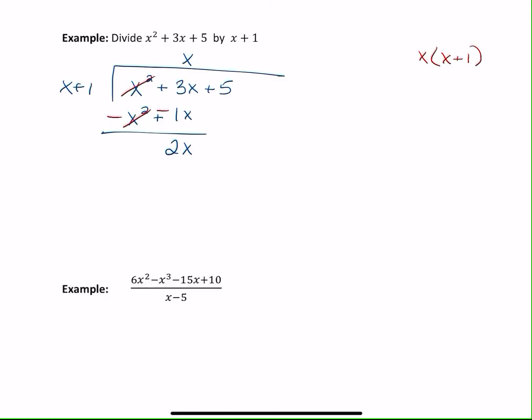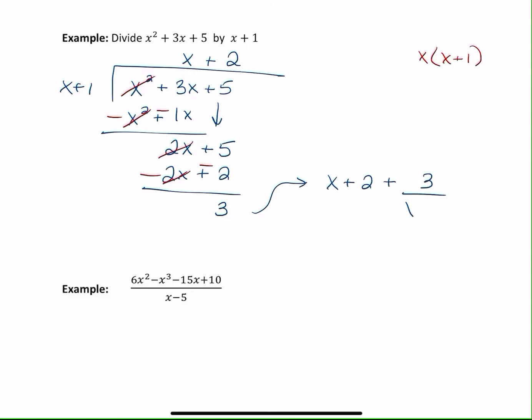So 3x minus 1x is 2x, and I'm going to bring down the 5. So what do I multiply x by to get 2x? Well, that's just going to be a positive 2. And then when I multiply by 2, I get 2x plus 2. And then I'm going to subtract, which will change my signs, and leave me with 5 minus 2, which is a remainder of 3. So my answer will be x plus 2 plus 3 over x plus 1. So that was a pretty easy example.